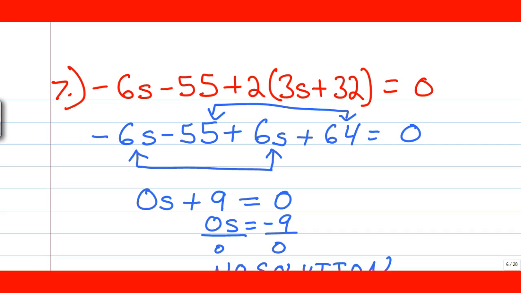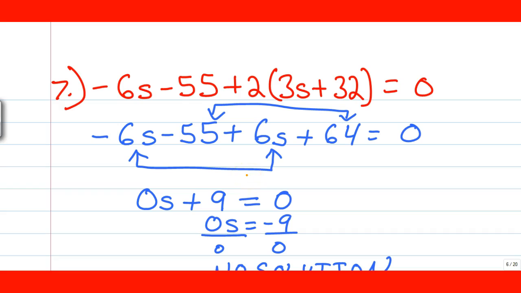I'm going to follow the same instructions for problem number 7. I'm simply going to solve. So I'm going to come in here and I'm going to clear the parentheses first. So I'm going to distribute this 2 through the parentheses. So once I do that, I end up with a 6s plus 64.